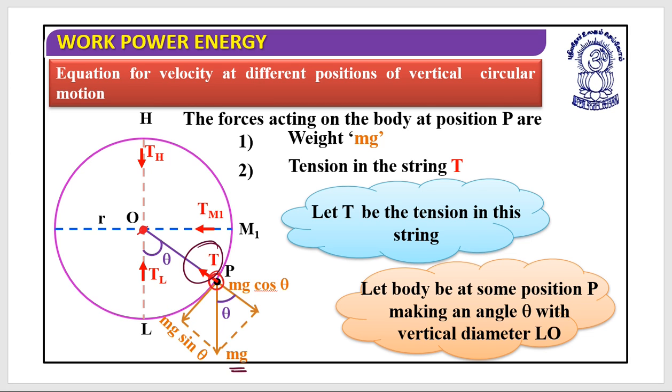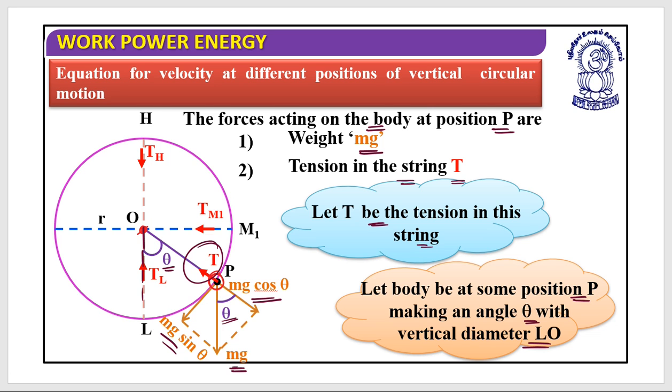It's the weight of the bob, and as you can see, if this is the vertical reference, then this makes an angle theta with it. So if this is mg, it would make an angle theta too, giving mg cos theta and mg sin theta. So the forces acting on the body at position P are mg and the tension in the string. Let's suppose T is the tension in the string, and at some position P it makes an angle theta with the vertical diameter that we call LO.